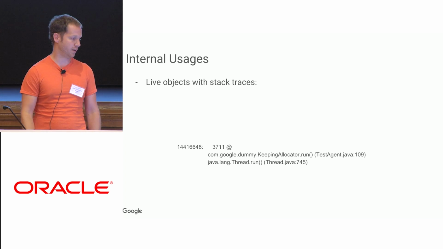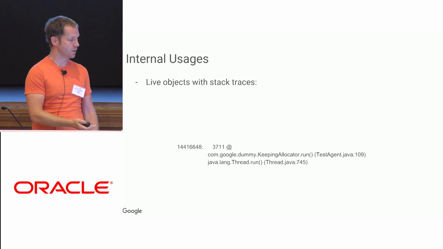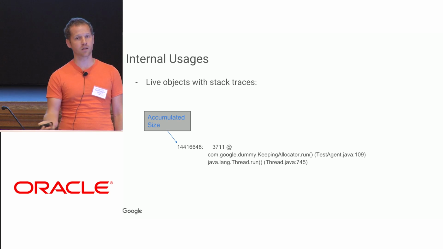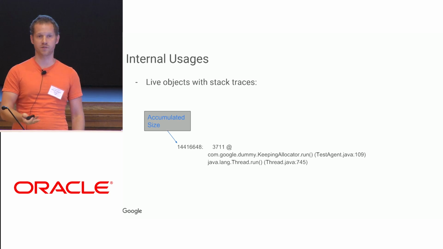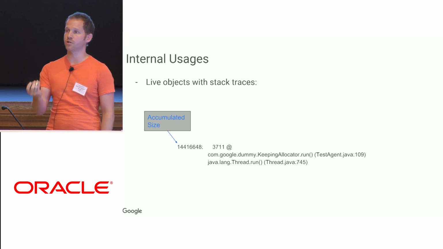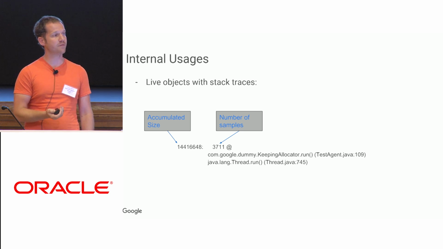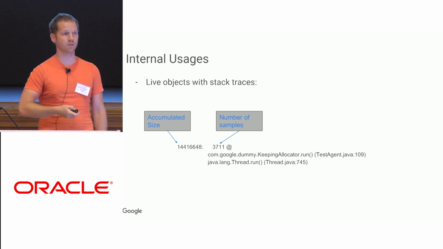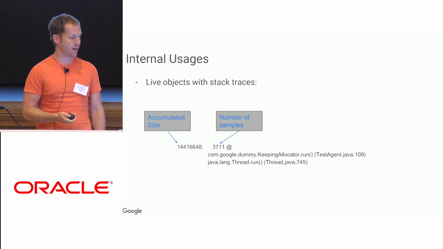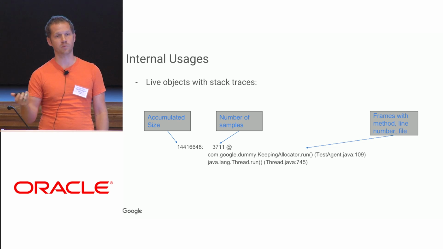If you wanted to look at live objects with stack traces, you'd have a number that tells you the accumulated size of those objects that I've seen, right? So you have an idea of how important this stack trace really is. It also gives you the number of samples that have been seen, which gives you the frequency that you've seen it. And then it gives you the frames, the method, the line, and the number in the file.